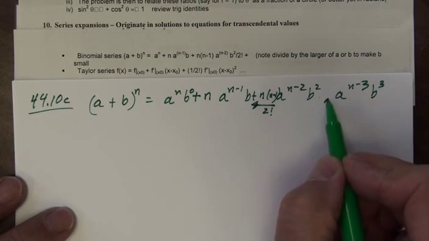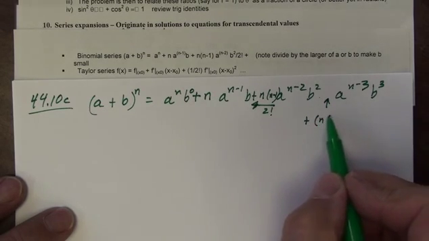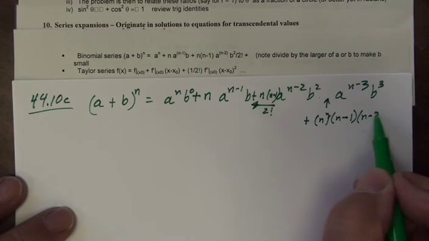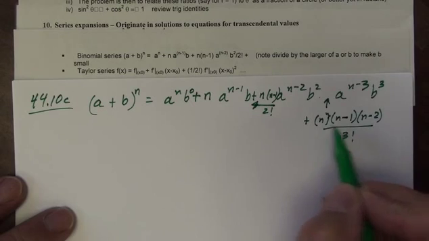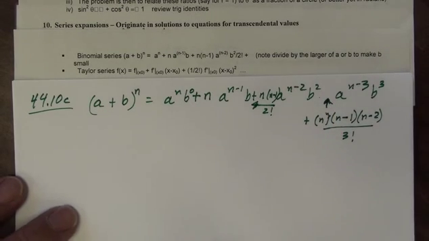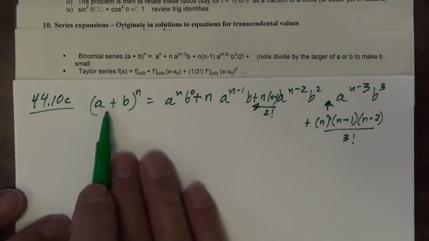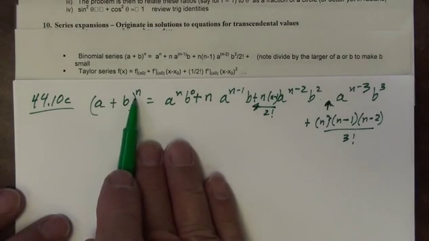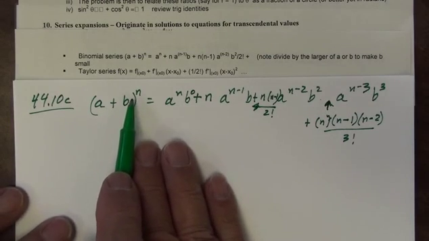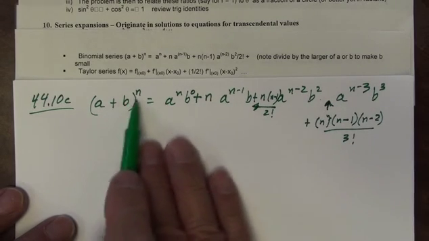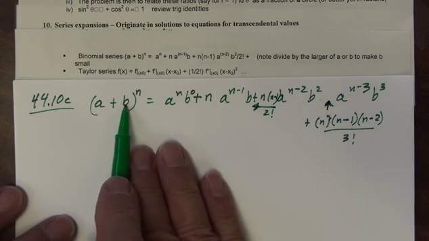This is going to be plus n times n minus 1 times n minus 2 divided by 3 factorial here, and so forth and so on. Now, the advantage of using this in all of the different sciences, whether it's chemistry, biology, pharmacy, or whatever, is that you notice these powers of b, and you would like to rig this so that b was a very small number.